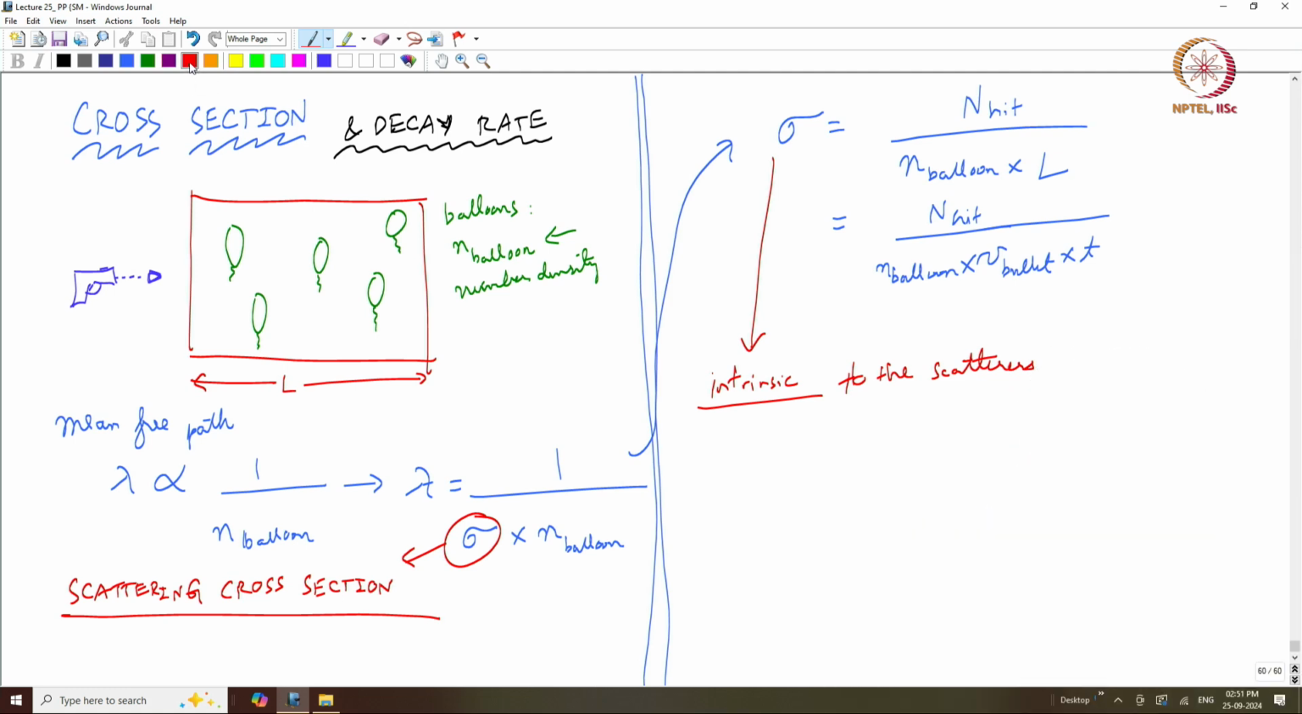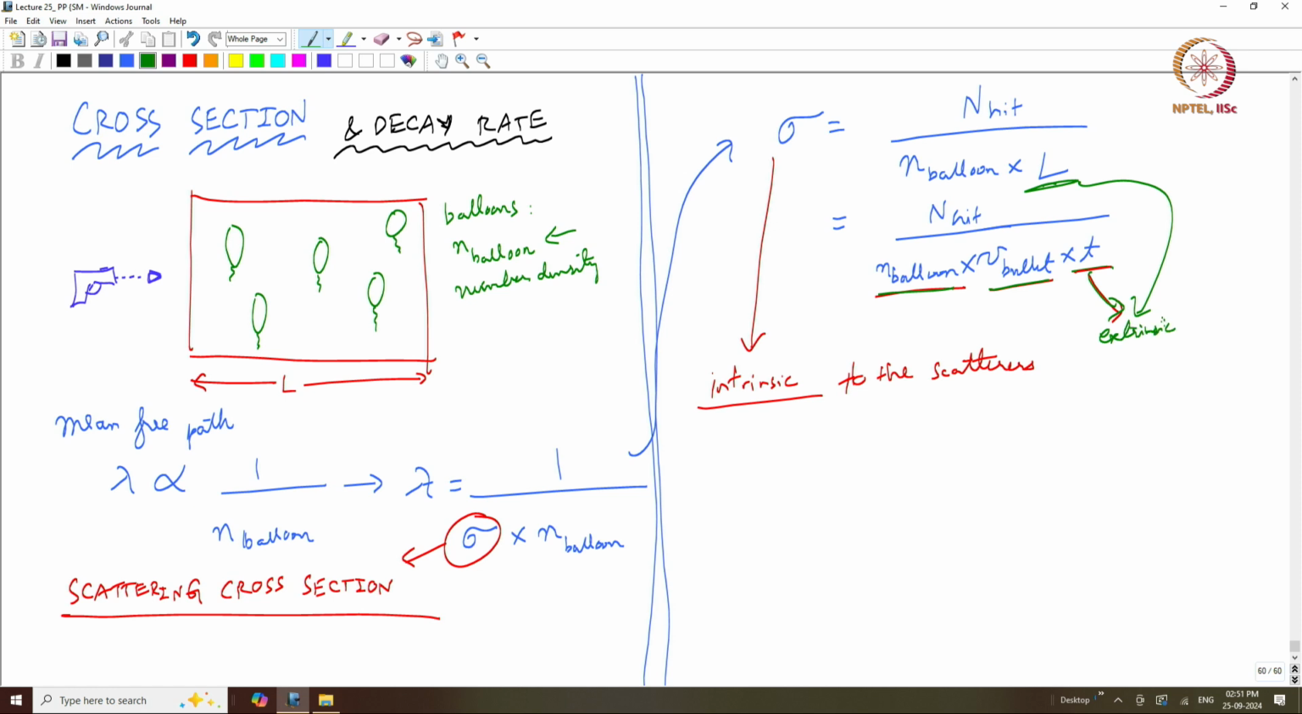Whereas these things, right, the number density of the balloon, the speed of the bullet, the time, and all these other things, maybe I should have marked it in a different color. So things like these, the length of the box, these are things that you determine, right? So these are all basically extrinsic.